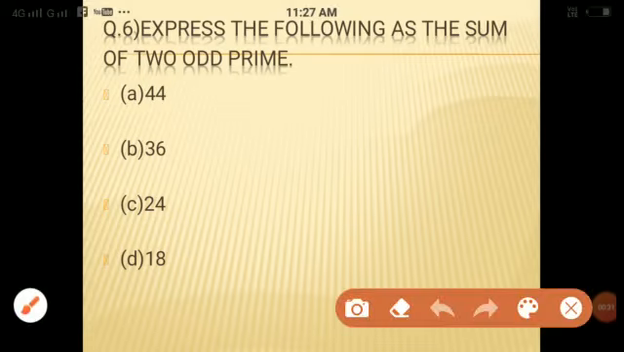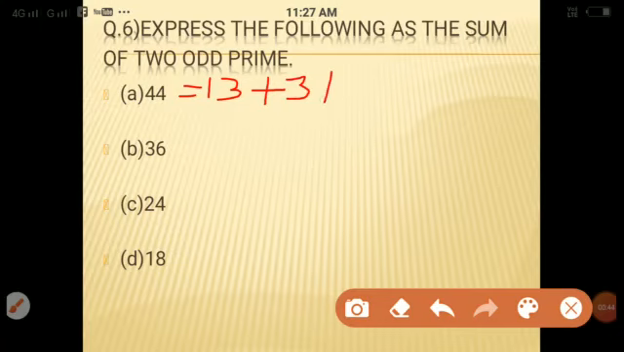So I can take here 44, we can write as 13 plus 31. Both 13 and 31 are odd and prime. Now next, that is 3 plus 41. 3 is odd and prime. 41 is also odd and prime.